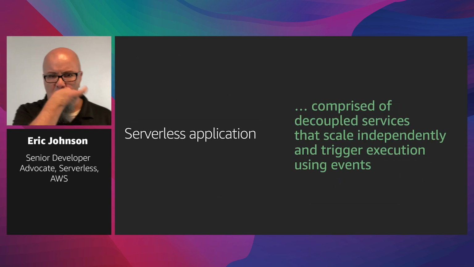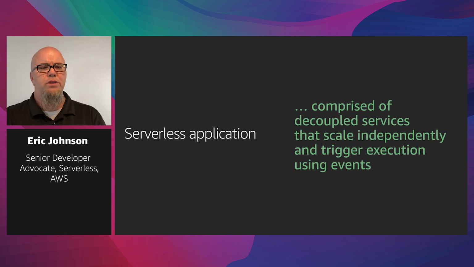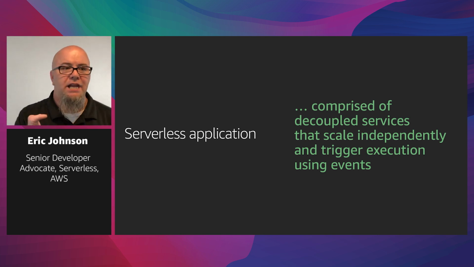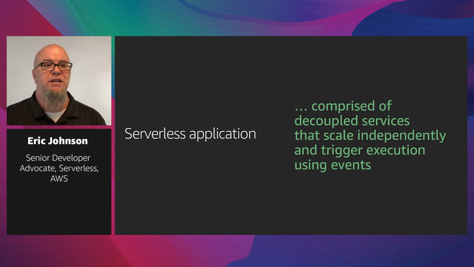So let's talk about events. We've talked about the APIs. Events allow for decoupled services, and events aren't new. Enterprise message buses have been around since the late 80s or early 90s, and they allow businesses to loosely couple services that are often changing. A lot of businesses will grow through acquisition, so the services they're using are different. By communicating through events and triggering off of them, they're able to loosely couple those and keep their systems up and running, right? And so today at AWS, we think of serverless applications as being comprised of decoupled services that scale independently and trigger execution using events.